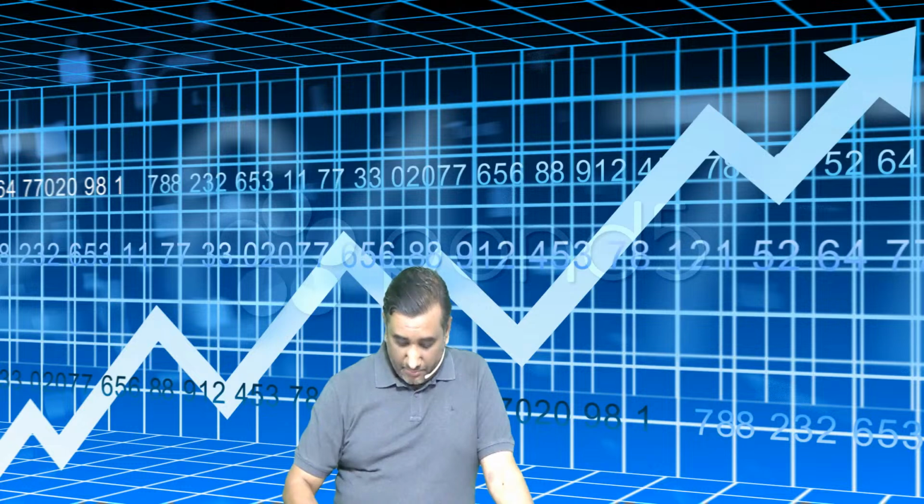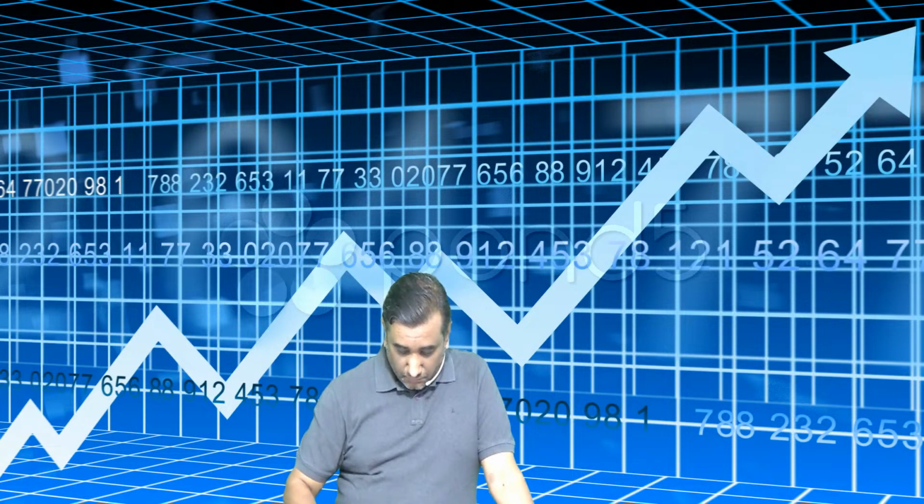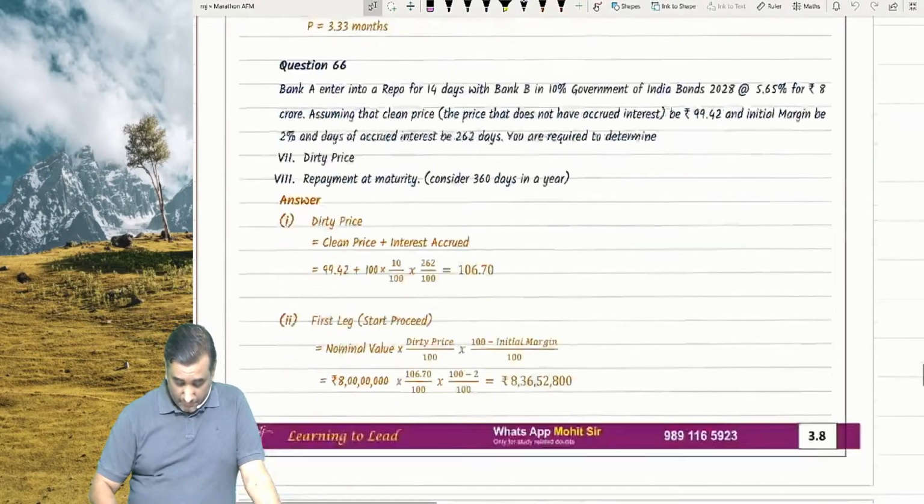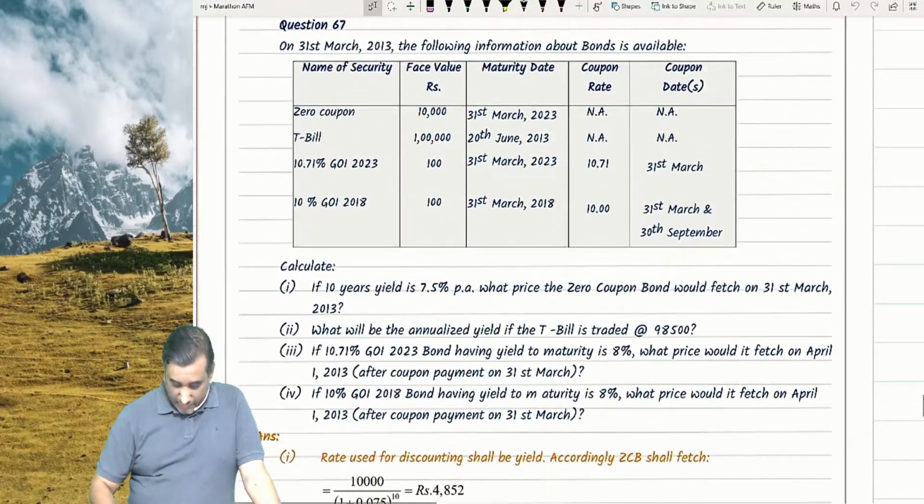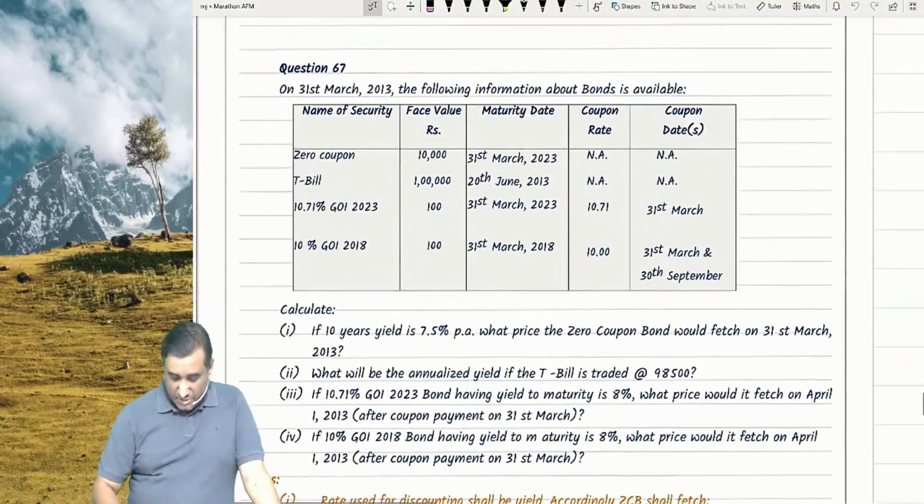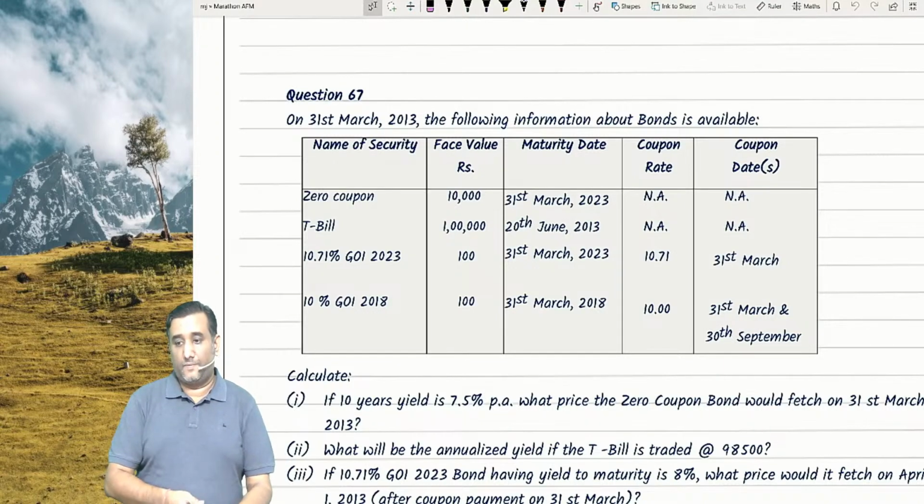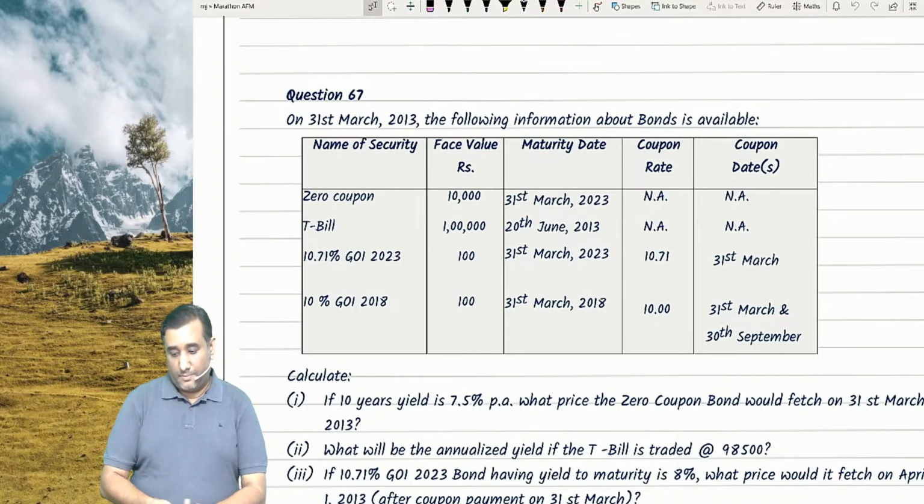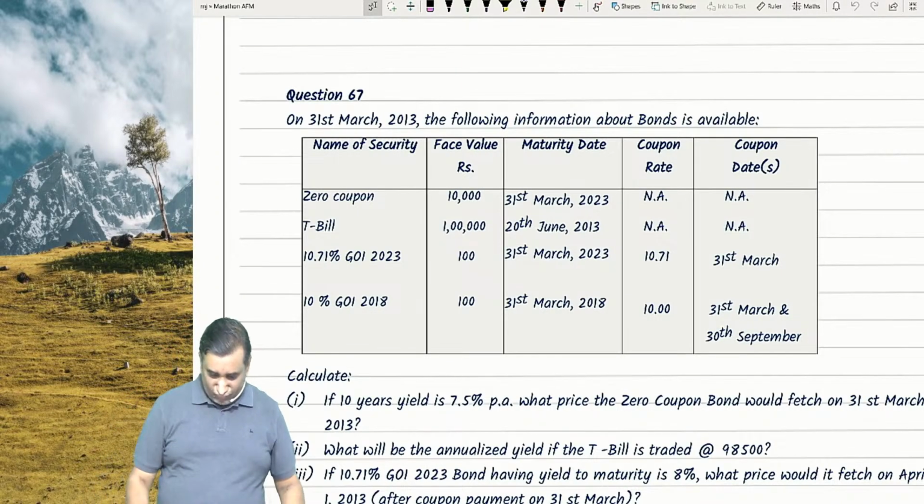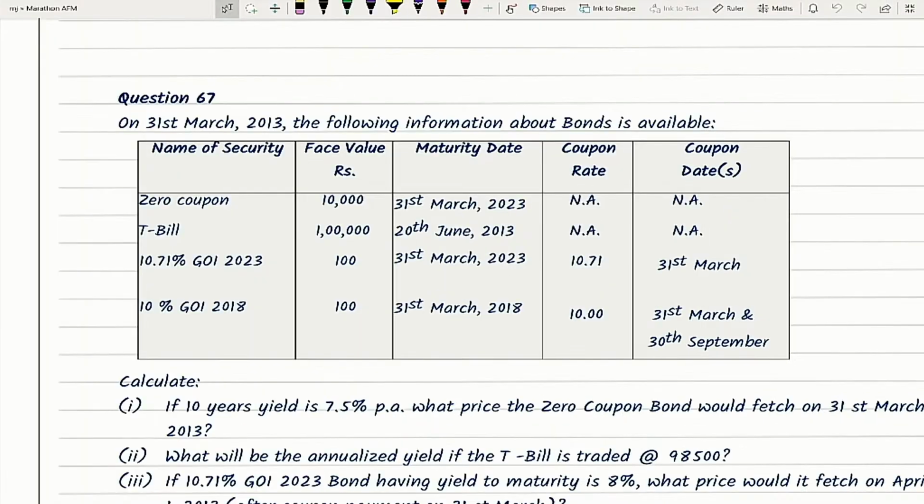Last class I think we were doing replacement decision. Let's quickly do a small warm-up exercise and then we move forward. A very small warm-up exercise. Question number 67. Quickly read out the question, then we move forward.